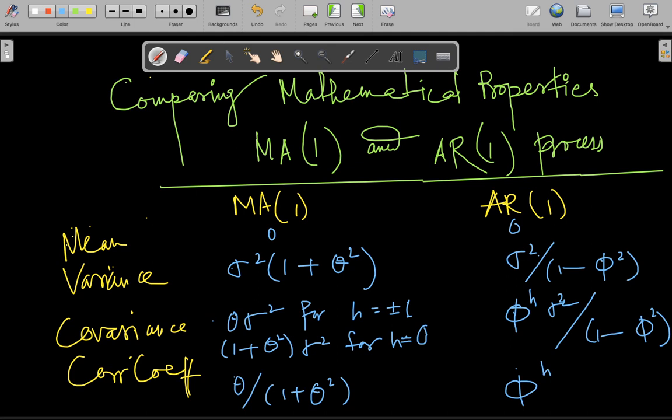Now in the next lecture, we are going to plot these correlation coefficients, and we're going to see how the ACF plot, the autocorrelation function plot, emerges differently for the AR1 and MA1 process.